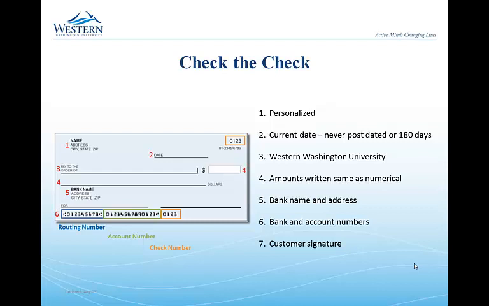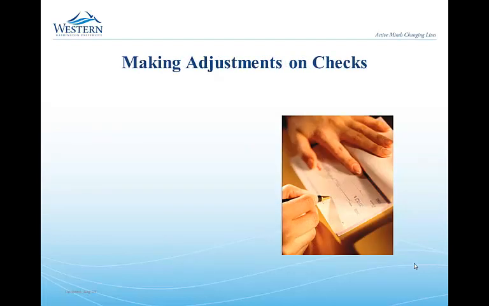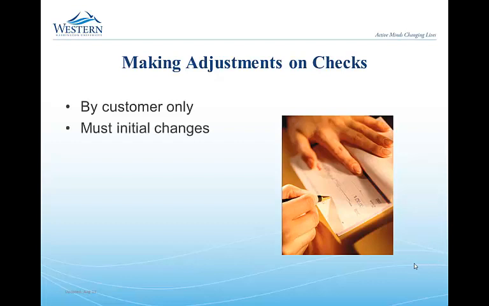Customer signature. This is the authorization by the account holder to pay the check. A check without a signature will likely be returned by the bank. Any adjustments needed to make the check acceptable must be done by the customer and they must initial their changes. Once the customer has left, you cannot alter the check. It is check fraud to alter a check that isn't yours, even if you think you know the intent of the customer.